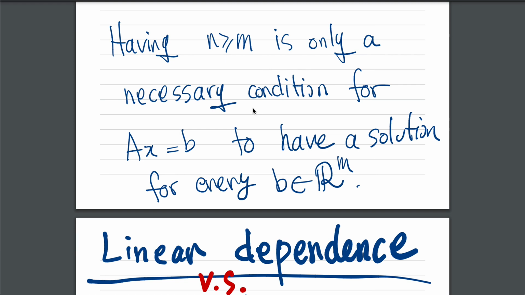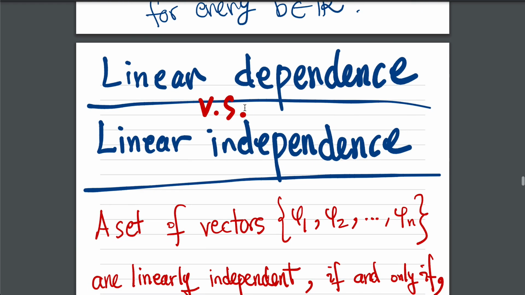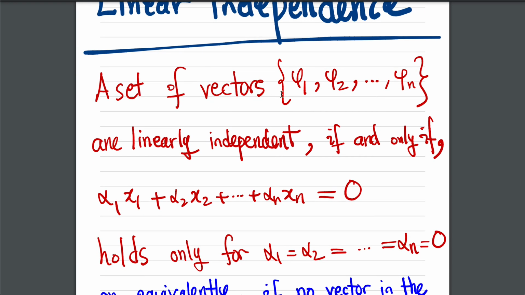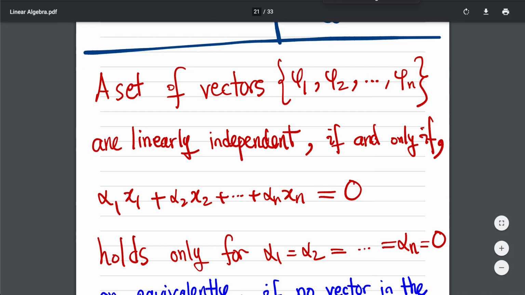What is the sufficient condition? That has to do with linear dependence and linear independence. And what do we mean by linear dependence or independence? This is what we mean. A set of vectors phi1, phi2 to phi n are linearly independent if and only if. Okay, so this is a typo. This should be phi1, phi2, phi n. Let me correct this.